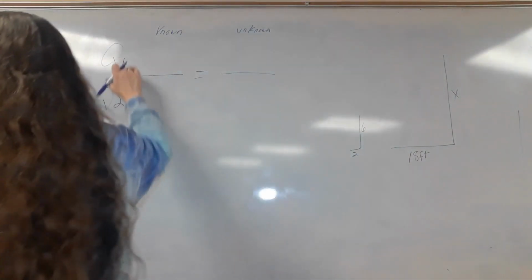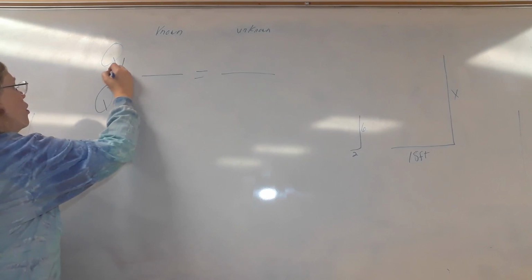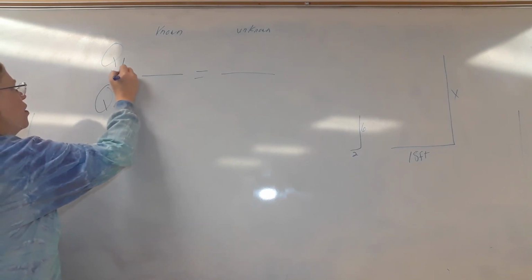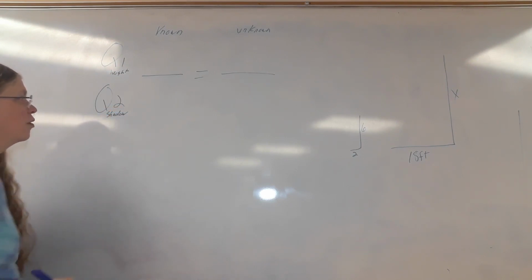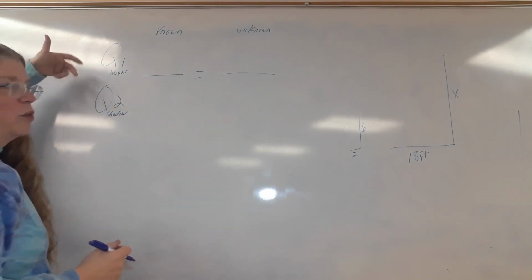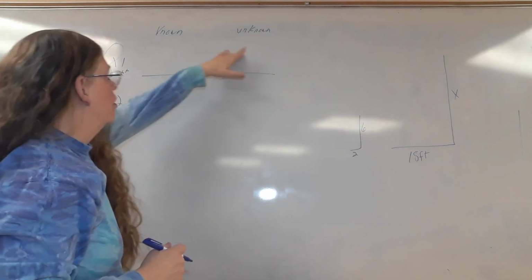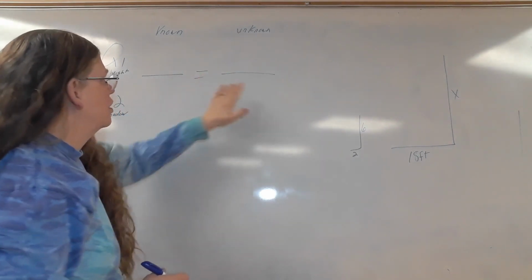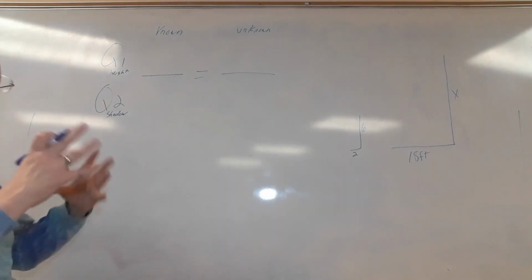Our quantity 1 and quantity 2 are building height and shadow. We'll put height as quantity 1 and shadow for quantity 2. Okay, it doesn't matter which one goes where, as long as they're the same going this way. These two things have to be the same, including units, and these two things have to be the same, including units. We'll look at the units thing a little bit later.